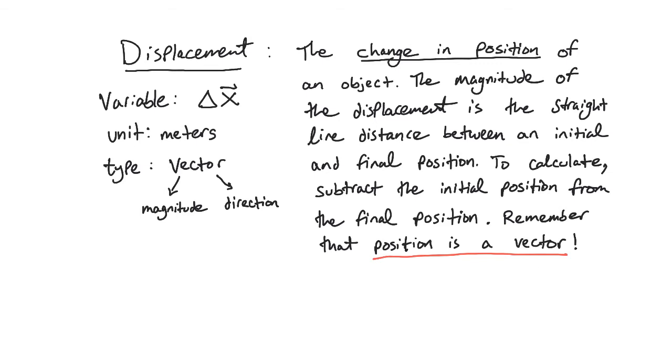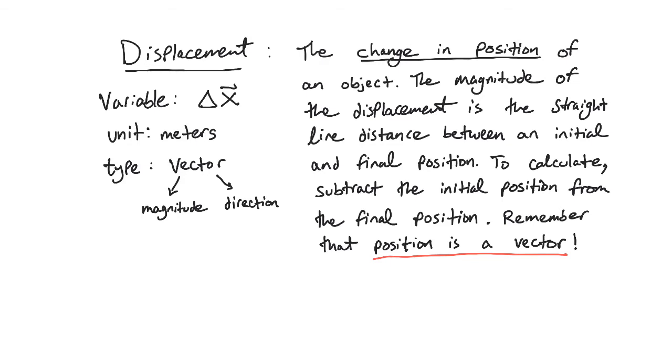Now again, we'll see in one dimension when we're moving along a straight line, it'll end up being exactly the same as just adding and subtracting numbers like normal because of the way one-dimensional math works with vectors. But when we get to two dimensions, then we have to be very, very careful that we're subtracting two vectors from each other, as we'll see.